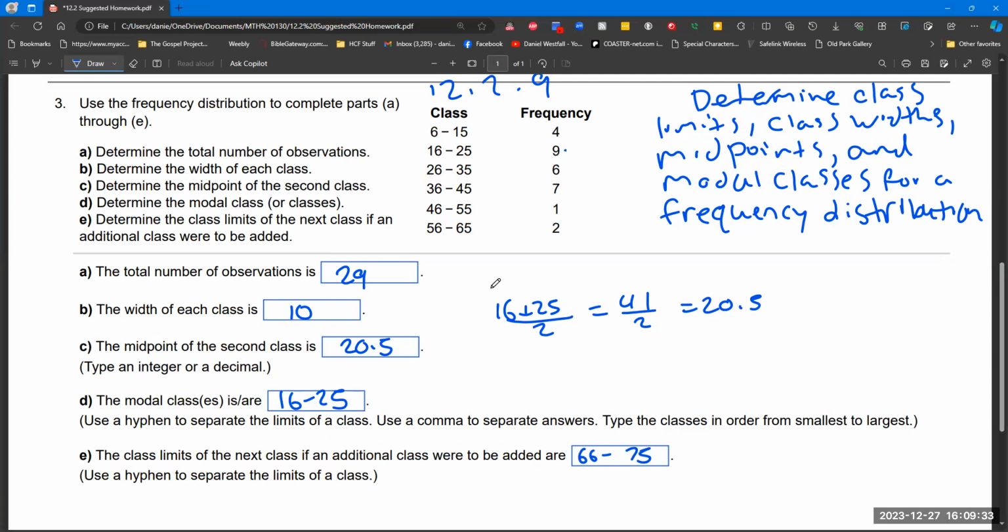So that's it. The only math that we did here, other than adding the class width to get the next class, was to find the midpoint. You added the lower limit and the upper limit and divided by 2 to find what the midpoint was. And just some simple subtraction here to find the class width, and add all these up in your calculator to find the total number of observations.